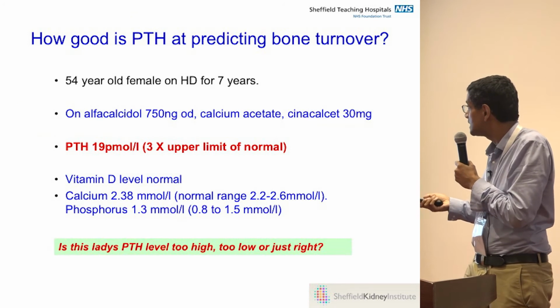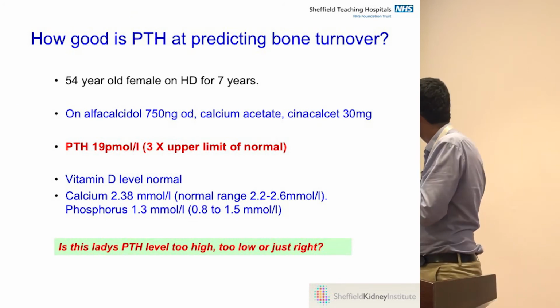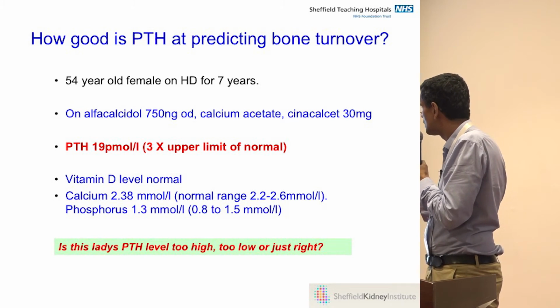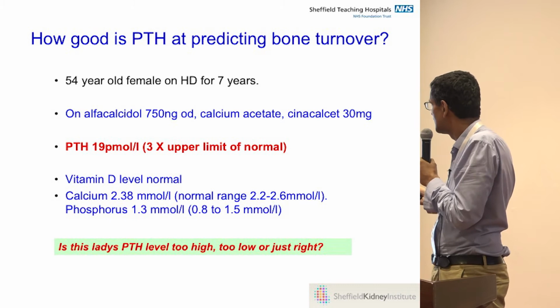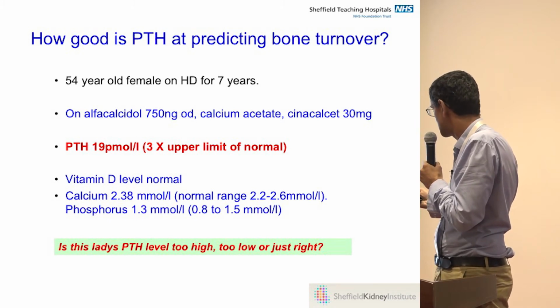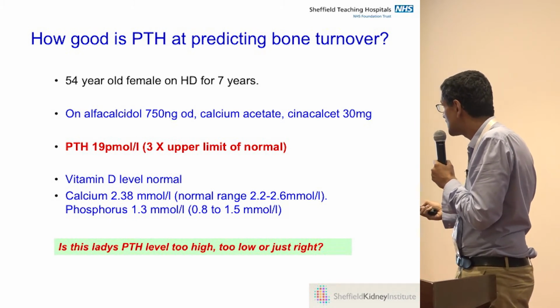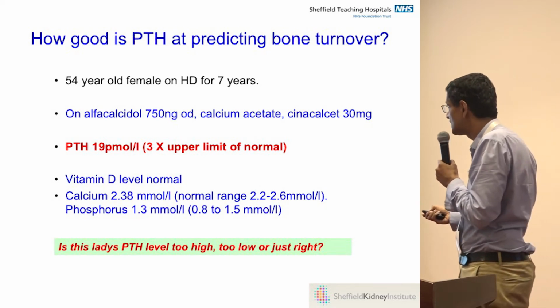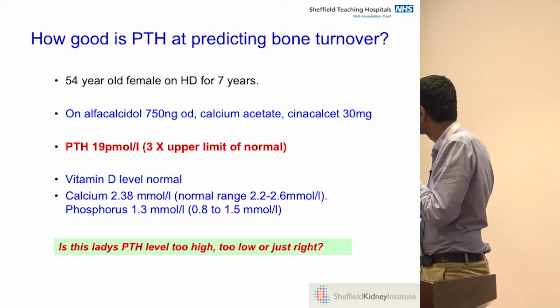So this is a lady. She is on dialysis, a 54-year-old lady. She's died now, actually. She was on alfacalcidol, so that's active vitamin D that we use a lot of in the UK, calcium acetate and cinacalcet, a calcimimetic. Her PTH was 3 times the upper limit of normal. Vitamin D levels were normal. Calcium and phosphate levels were normal.